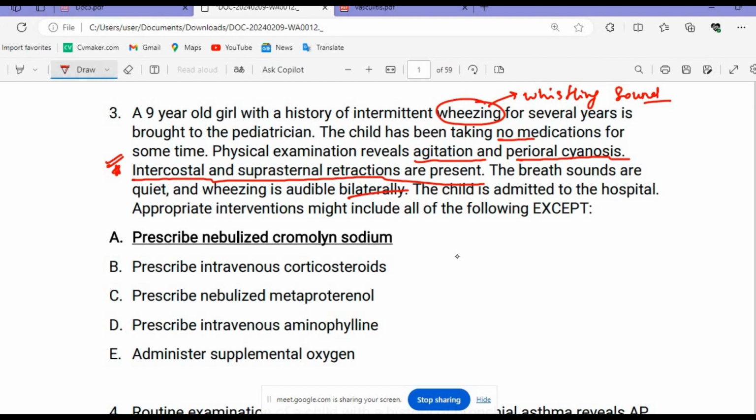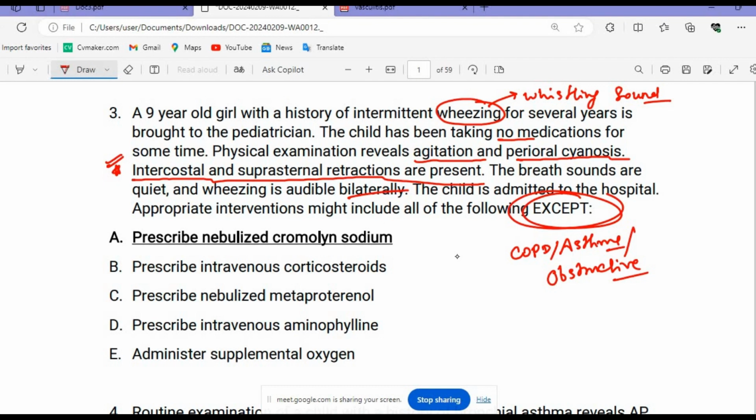See, the appropriate intervention might include all of the following except. Okay. So, the intercostal and the suprasternal retraction are present. These patients can have COPD. These patients can have asthma. So all these things or any obstructive disorders can be possible.